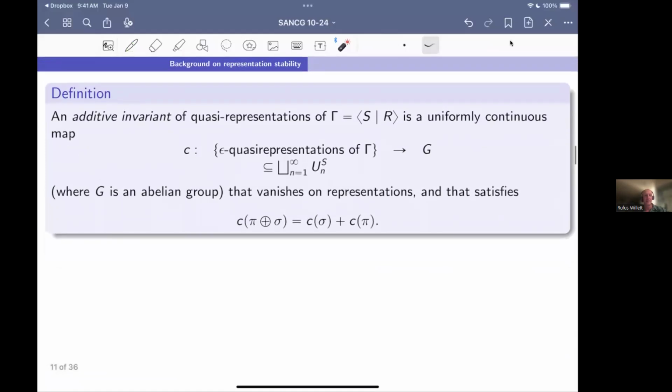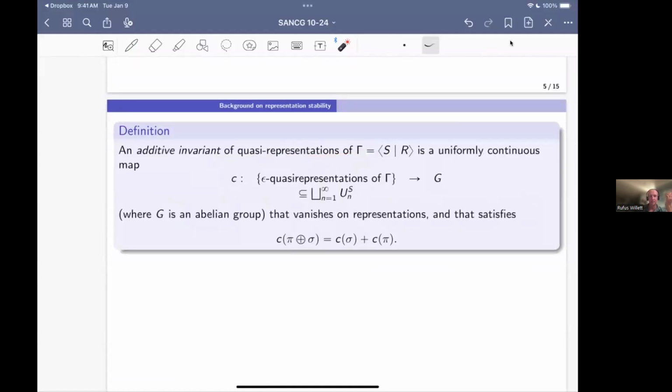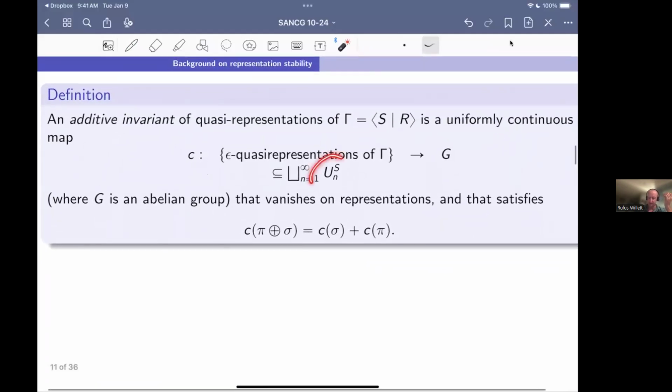Okay, so I'm getting more towards the spirit of K-theory. This is a fairly ad hoc definition for the purpose of this talk, but not unreasonable. An additive invariant of quasi-representations of your group is going to be a map from the set of epsilon quasi-representations. So an epsilon quasi-representation is just a choice of S unitaries. So it's a map from the set S to the nth unitary group. I'm thinking of the epsilon quasi-representations as sitting inside this disjoint union.